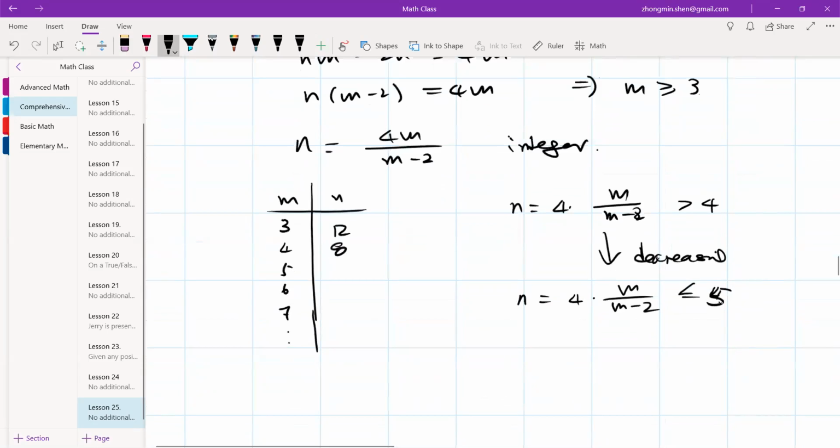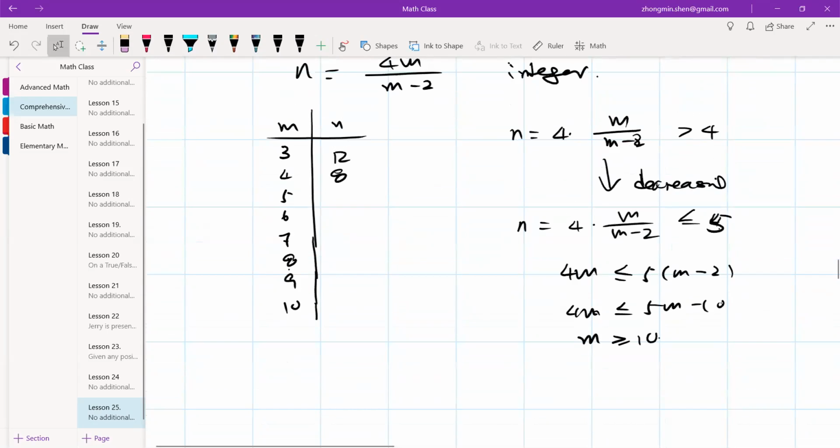So it's going to be 4m less than or equal to 5 times (n minus 2), so 4m less than or equal to 5m minus 10. So m is going to be greater than or equal to 10. I think the last one, you just stop here, is 10. If you go beyond that, you will get a number smaller than 5 but never reaching 5, like 11, and this is all less than or equal to 5. And it will never be equal to 4, so never be an integer.